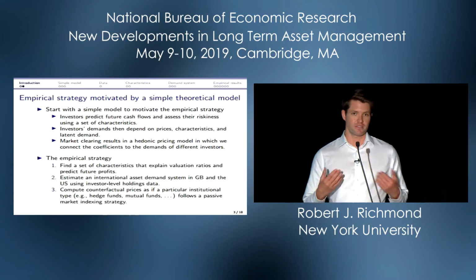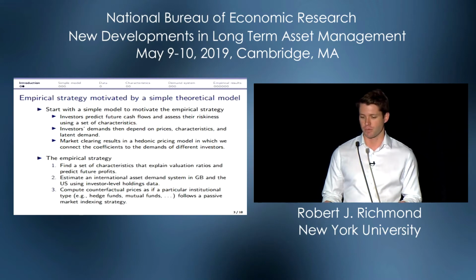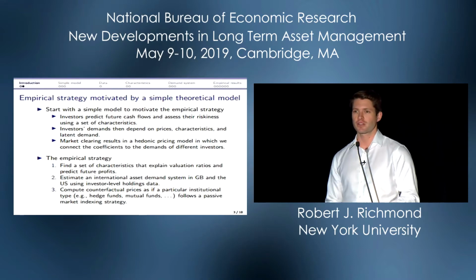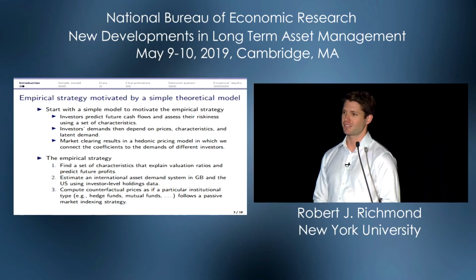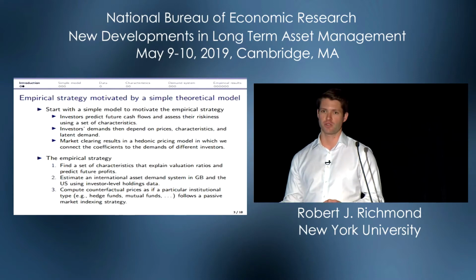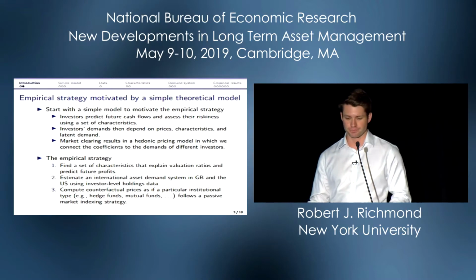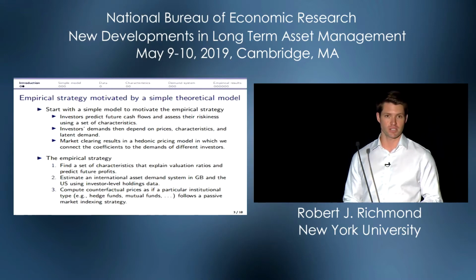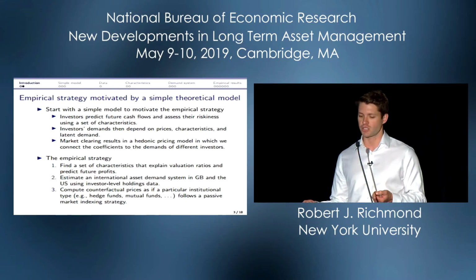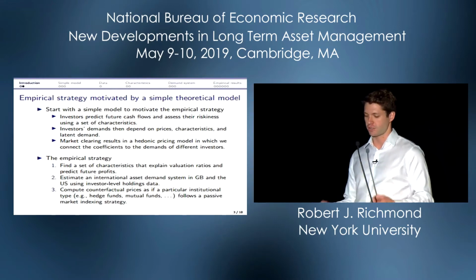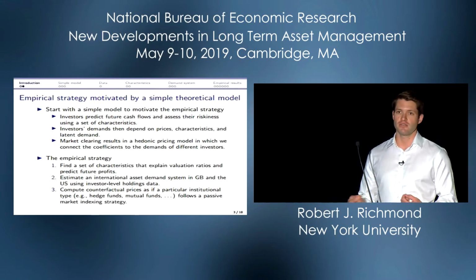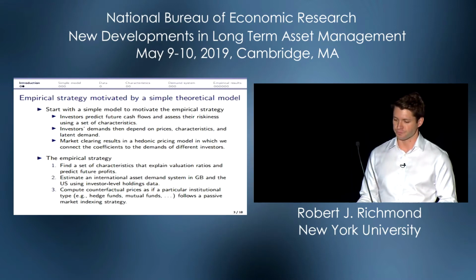Now, motivated by this simple theoretical model that I'll give you some more details on, we're going to have an empirical strategy. Our empirical strategy has 3 steps. The first is to find a relevant set of characteristics that explains the cross-section of firm-level valuation ratios, as well as forecasts future firm-level fundamentals or profits. Once we've found a set of characteristics that we think represents a reasonable basis for explaining firm-level prices or valuation ratios, we're going to estimate an international asset demand system. We'll do this both in the US and the UK. And we do this using individual investor holdings data.